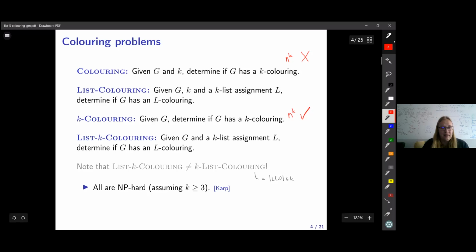And like I said, list k coloring usually means that lists are a subset of 1 through k. K list coloring usually means that lists have size k, and we're going to just do this one. And these are all NP hard, which means the main goal of looking at this from the point of view of induced subgraphs is, well, what if we also say G is H-free for some H?